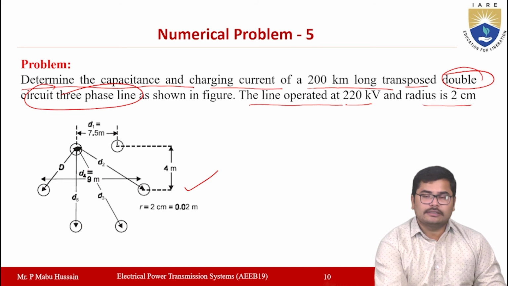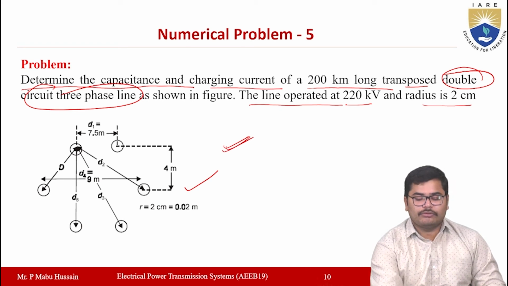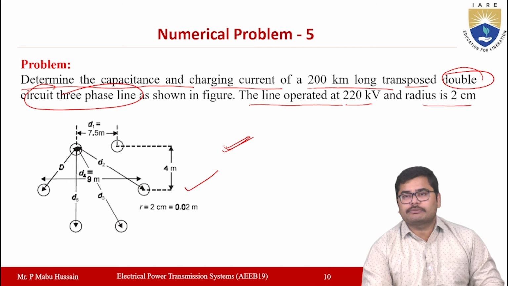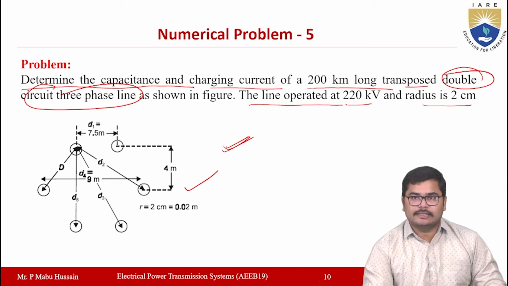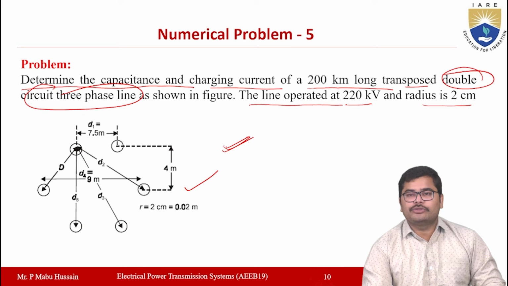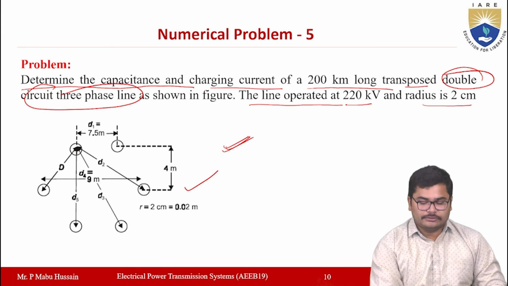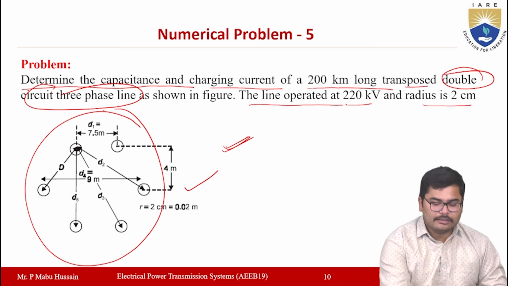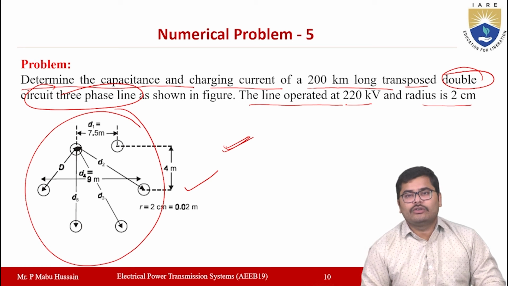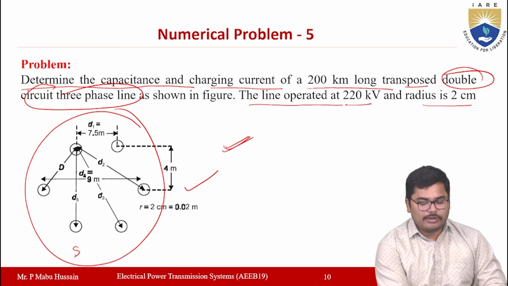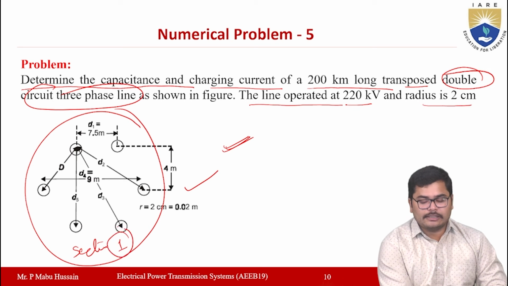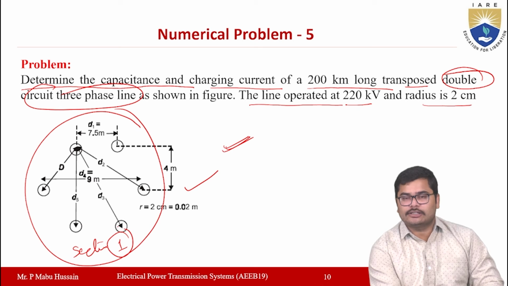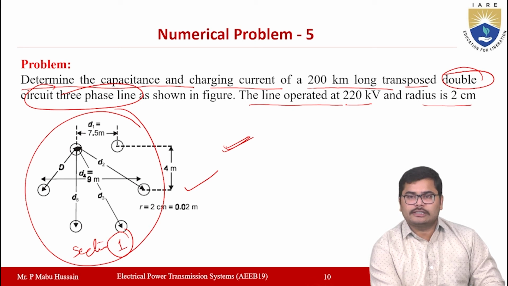This type of double circuit transmission line derivation we already discussed in the previous video, so I am using the direct formulas here. Here it is the 3-phase double circuit transmission line. When it is transposed, only one section is given, section 1. Section 2 and section 3 are not given, and one section's data is enough for the calculation of capacitance.